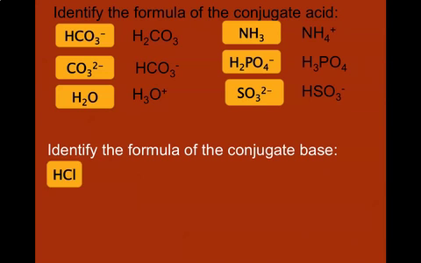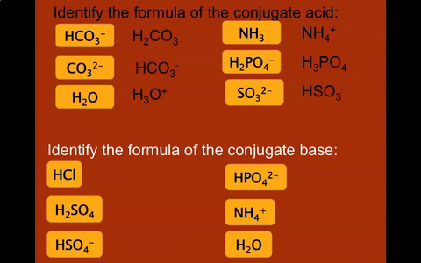So now if we look at doing the opposite, identifying the formula of the conjugate base. Okay, now we're going to take one H away, and we're also going to subtract 1 from the charge. So HCl, we're going to take that H away, and so it just becomes Cl, and it was neutral, so we're going to subtract 1, and we get Cl-. H2SO4 is going to subtract an H, so we have HSO4, and it was neutral, and we subtract 1, so it's a -1. HSO4-, we can take another H away from that, and we get SO4, and it was a -1, so now it's a -2.